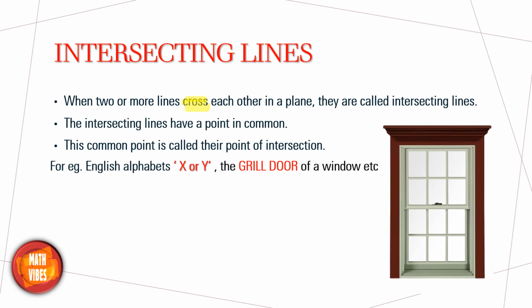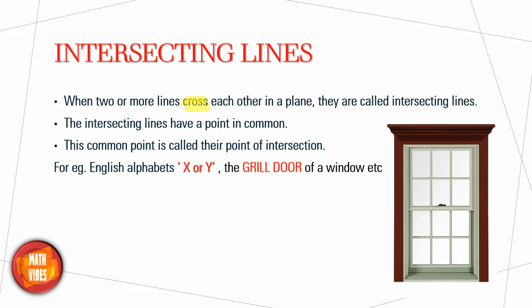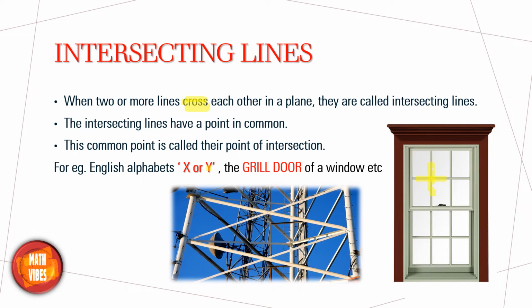Now, let us look at some examples. For example, the English alphabet X or Y. You will be wondering how Y? Well, see this point over here in the middle. These two lines at the top are meeting, right? So they are making intersecting lines. Or the grill doors of a window, they are intersecting each other at a point, or the different types of railings like this, they are examples of intersecting lines.